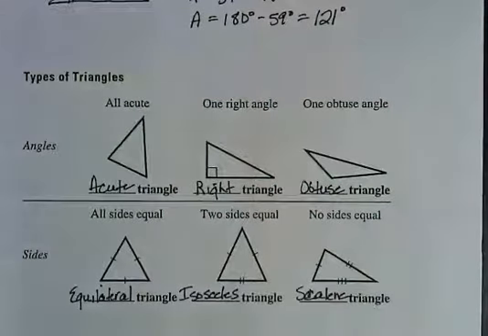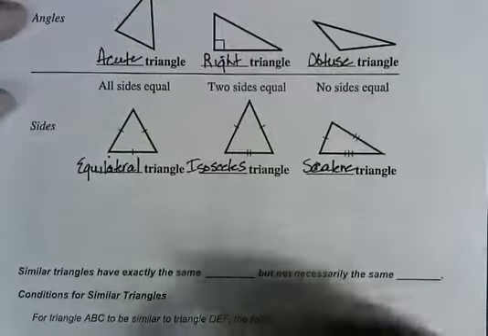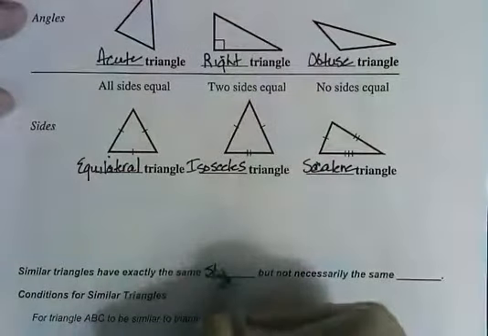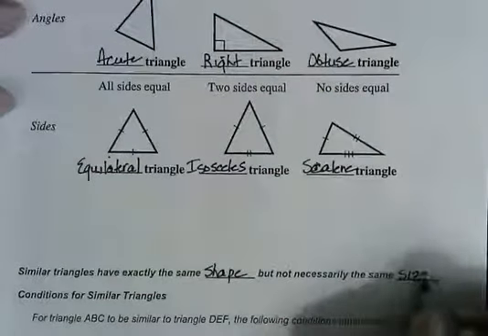Another relationship we can look at between pairs of triangles is when we have similar triangles. Similar triangles mean that they have the same shape, but they're not necessarily the same size.